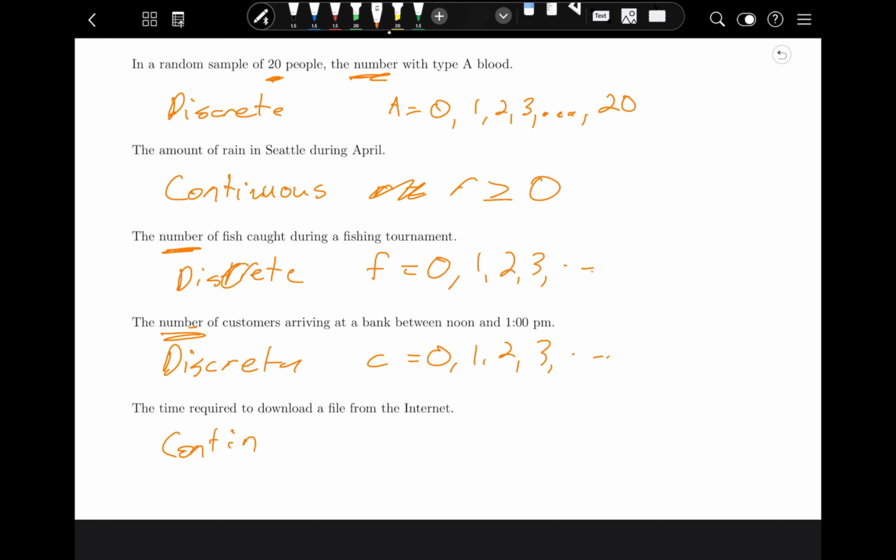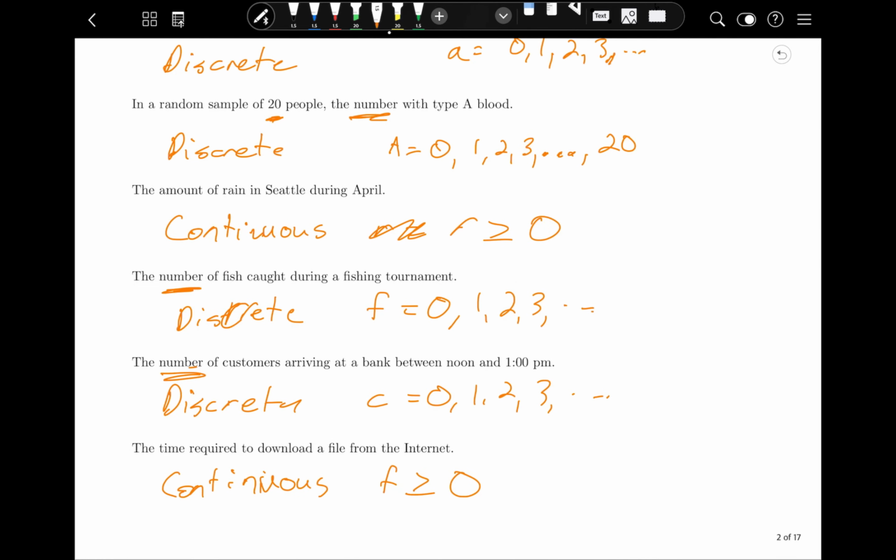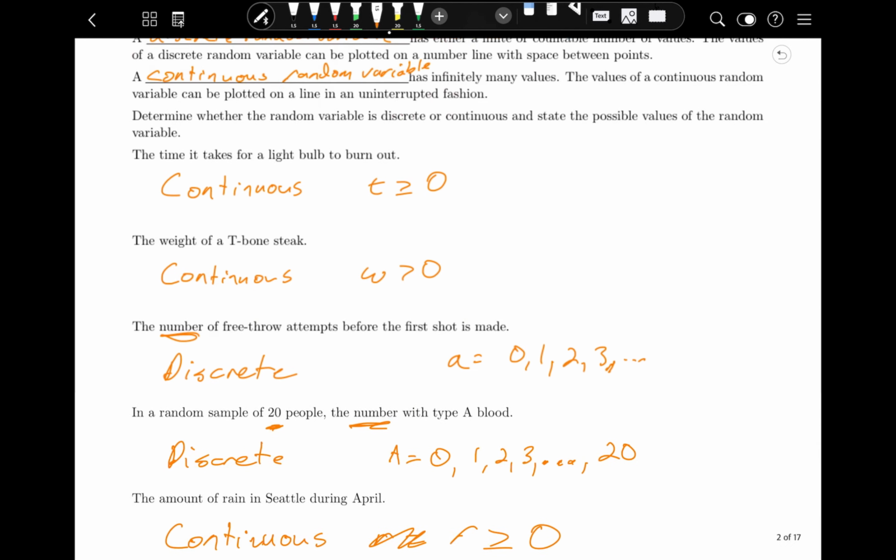The time required to download a file from the internet. It's time. We're measuring it. So the amount of time it takes the file to download from the internet would be greater than or equal to 0. In this chapter, we're going to be looking at things that fall under the discrete heading, variables that fall under that discrete heading.